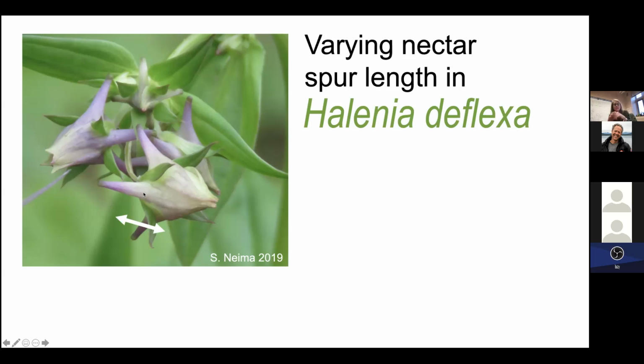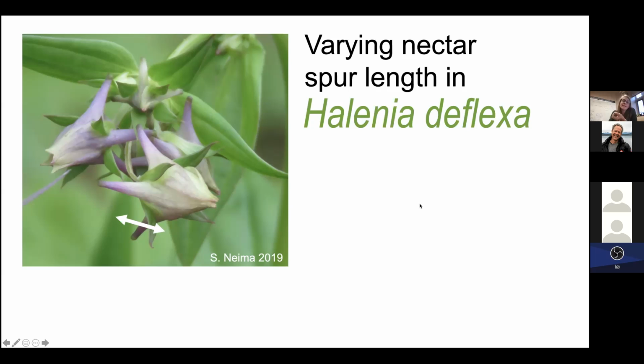The nectar spur is a projection off the petal of the flower. It's a tube, and at the base of that tube is where there's nectar located. So the spur affects the mechanical fit between a plant and a pollinator visiting that plant. And so this is a trait that's intimately tied to a flower's reproductive success.